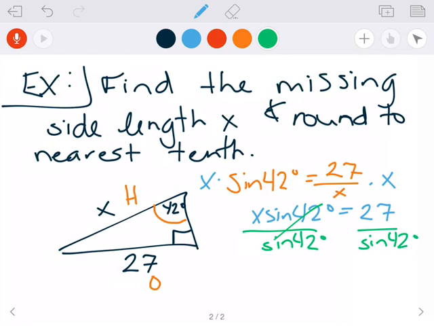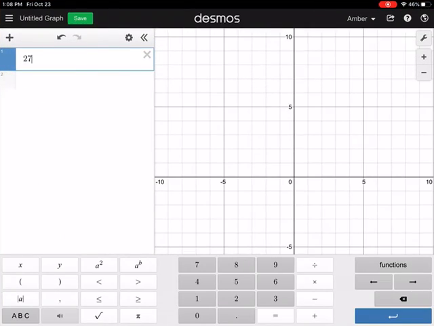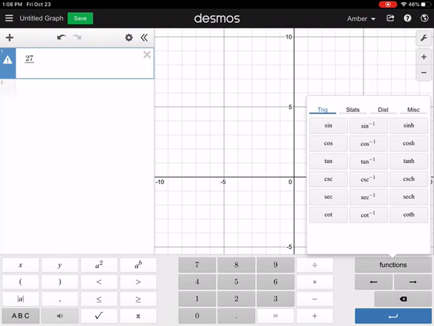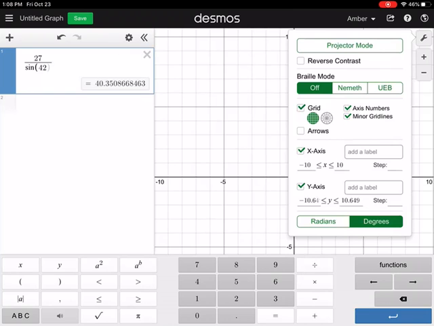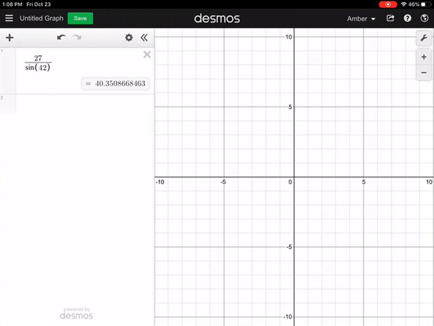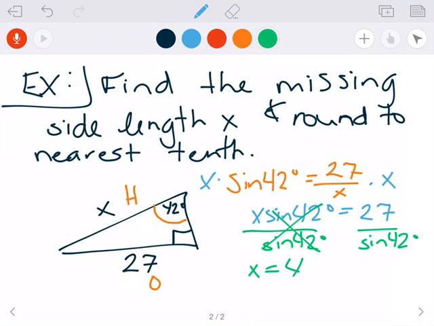At this point, to see what our answer is, we would go to Desmos.com or a calculator, and we would type in 27 divided by sine of 42 degrees. So let's go ahead and do that. So we have 27 divided by sine of 42, and we need to make sure the calculator is in degree mode. So I need to swap that to degrees. And rounded to the nearest tenth, that would be 40.4. So my answer would be 40.4. And that's not degrees, that is a side length, so I don't need to label that.